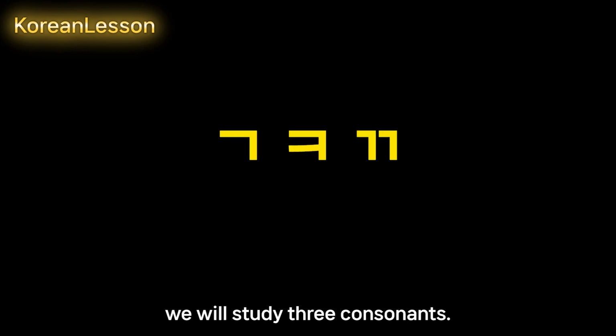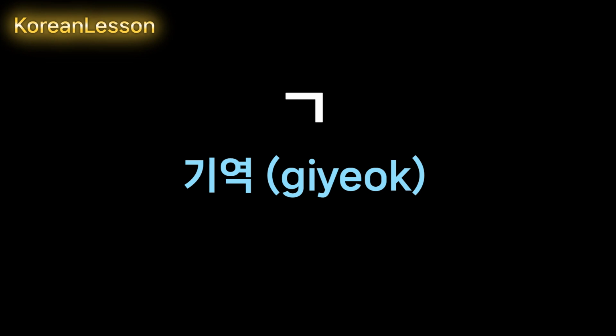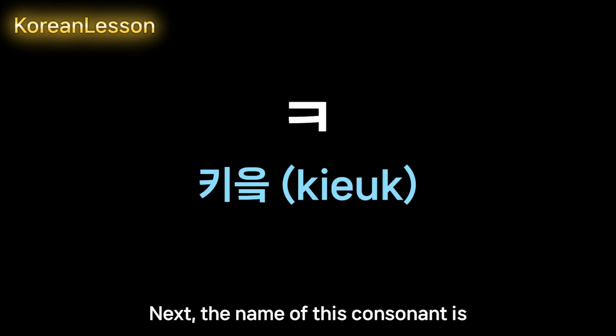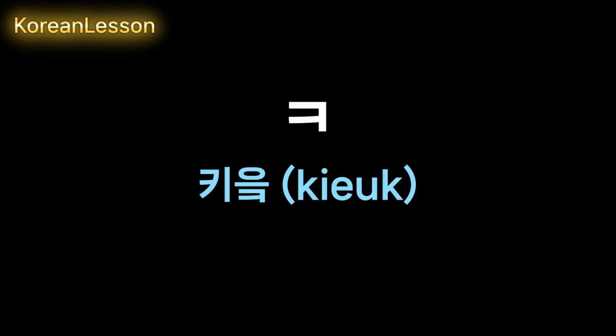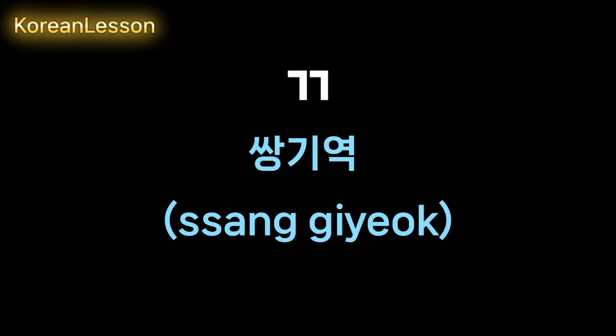In this session, we will study 3 consonants. First, let's learn the names of them. Name. The name of this consonant with such shape is 기역, 기역. Next, the name of this consonant is 키읔, 키읔. Finally, the name of this consonant is 쌍기역, 쌍기역. 쌍 means double and twin.